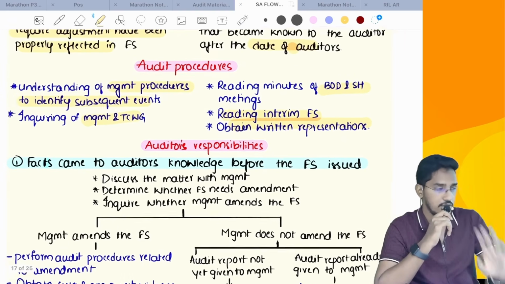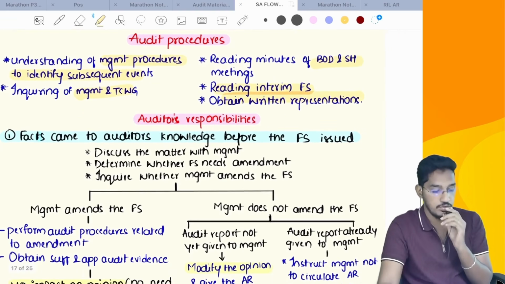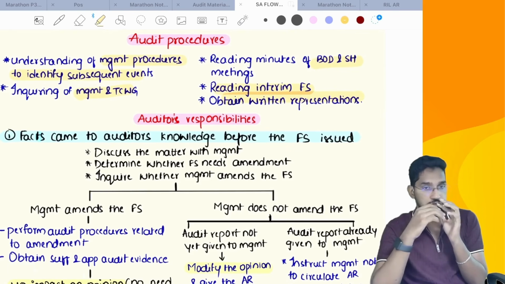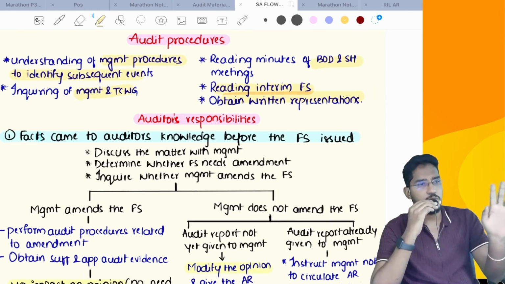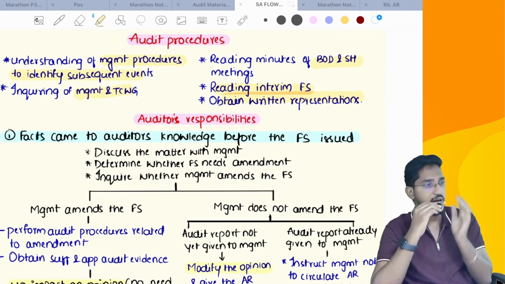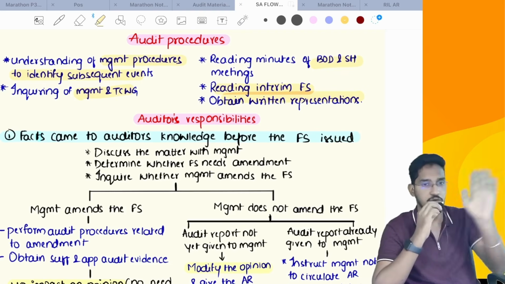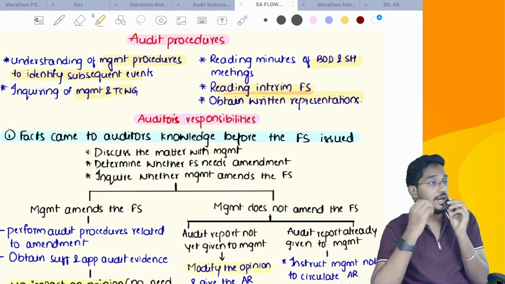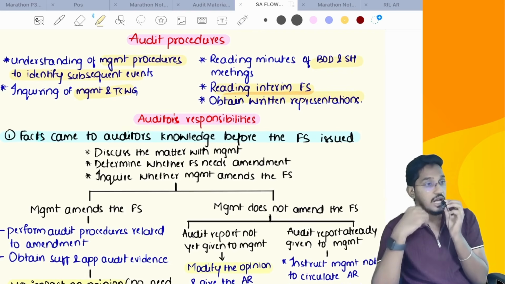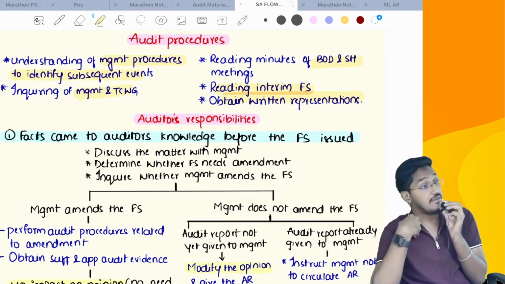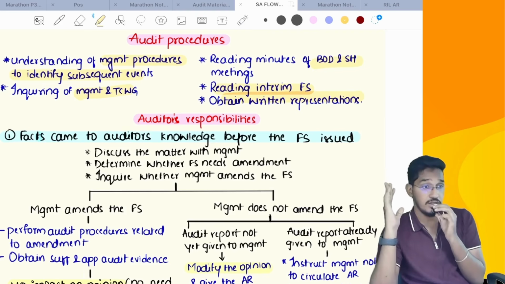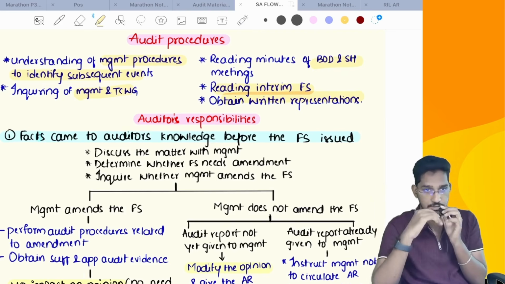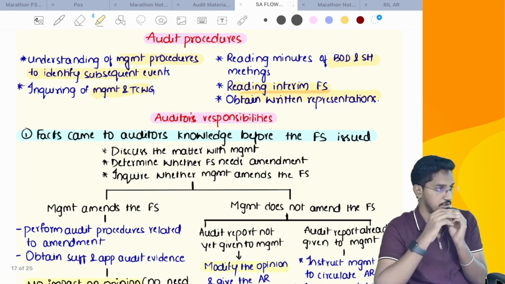So first we will talk about the easy case: facts which became known to the auditor after the date of the auditor's report, but before the financial statements are issued. Generally, whatever takes place after the date of the auditor's report, you are not required to worry about it. You don't need to do anything. But if you came to know about a fact, and you feel that if you had known it at the time of the auditor's report, you would have given a different audit report, then you should perform these procedures.